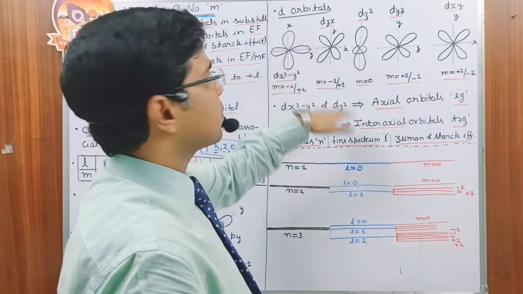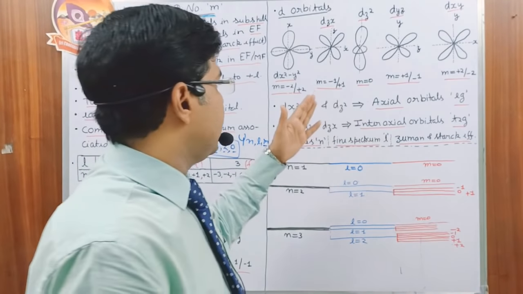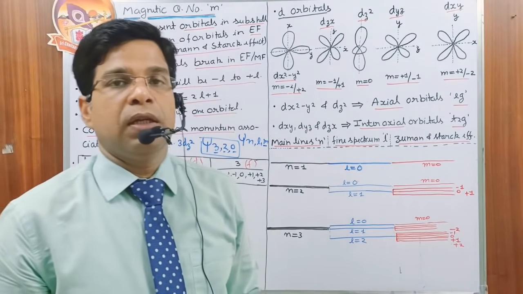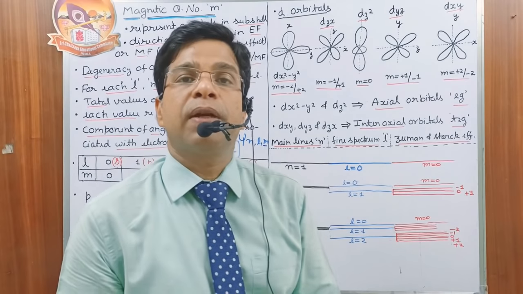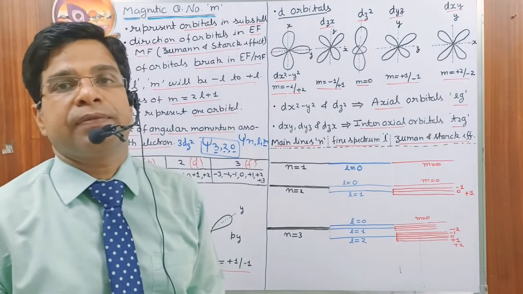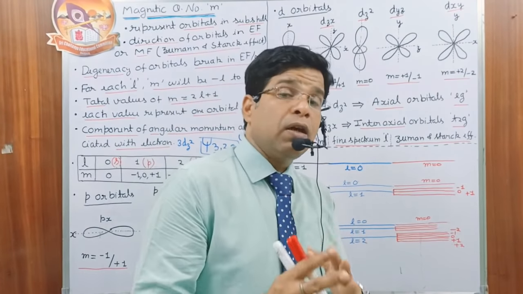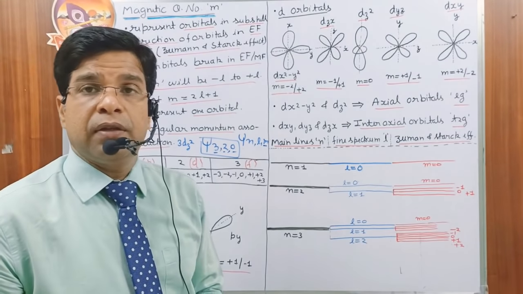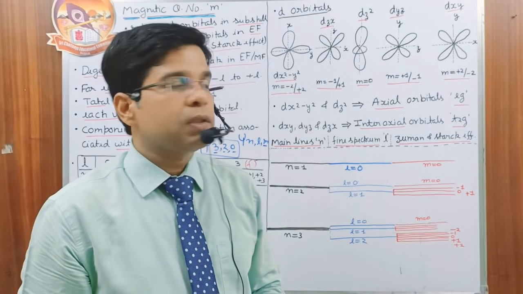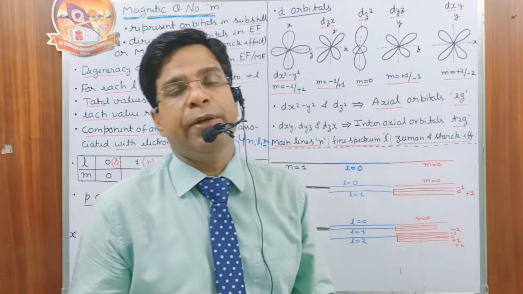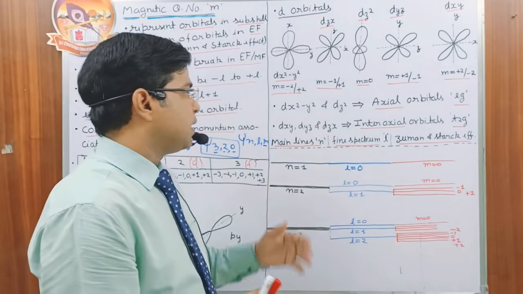Now among these, dz² and dx² − y² are the only orbitals that are purely present on the axis. So dx² − y² and dz² are called the axial orbitals, present only along the axis. These are called eg. Eg means doubly degenerate. But other orbitals like dxy, dyz and dzx are present in between the axes, and these orbitals are called the interaxial orbitals, t2g. t2g means triply degenerate orbitals. Now we see the spectrum.